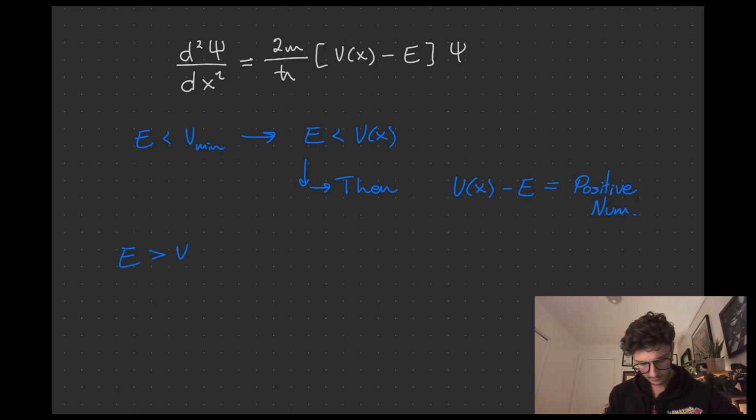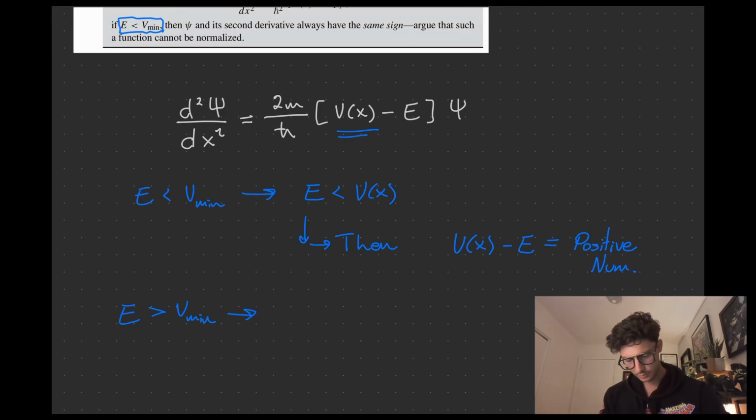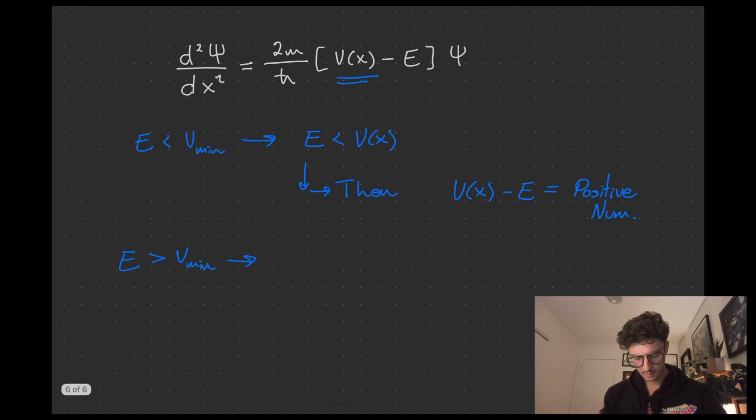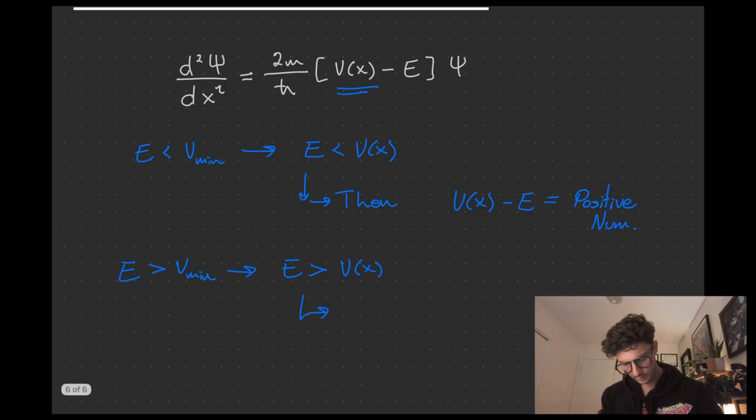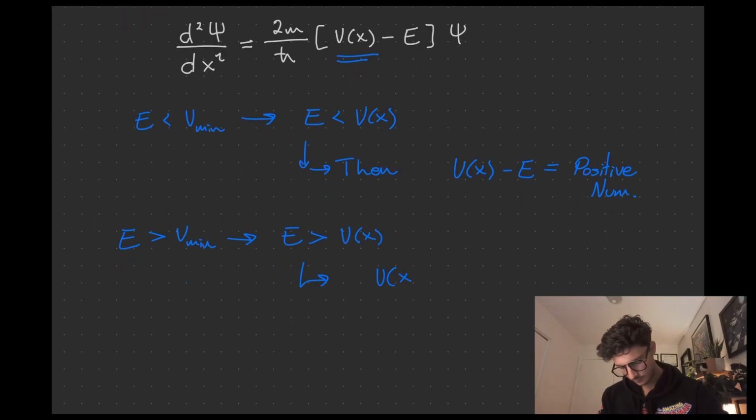V min. I also don't like V min because it's not in our equation. In our equation, what we have is V of x. So let's just switch this out for V of x. E is greater than V of x. Then what happens? Well, if we do V of x minus E, let's think about it. E is a big number. And if you do a small number, V of x, minus a big number, E, then you must get a negative number.